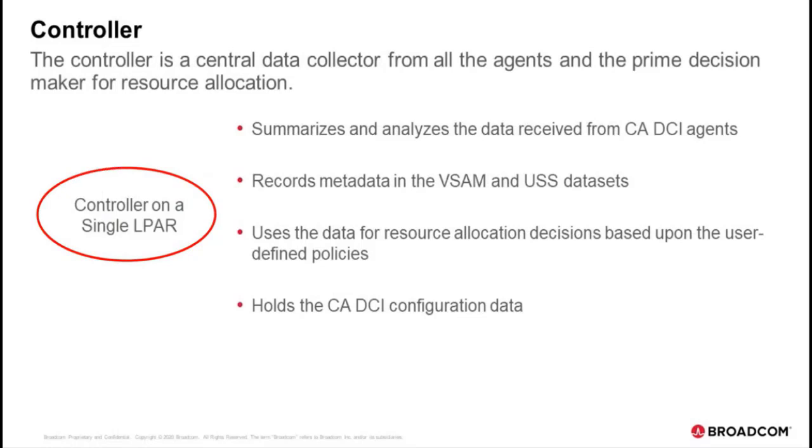Controller. The controller is a central data collector from all the agents and the prime decision maker for the resource allocation. The controller summarizes and analyzes the data received from the agents. The controller records metadata in the VSAM and USS datasets. This VSAM cluster is commonly referred to as MSU Database or MSU DB. The controller uses the data received from the agents for resource allocation decisions based upon the user-defined policies, and the controller holds the CA DCI configuration data.